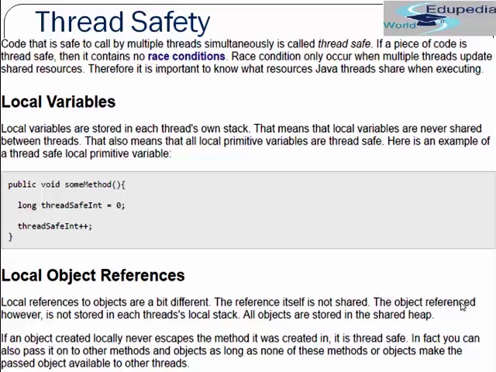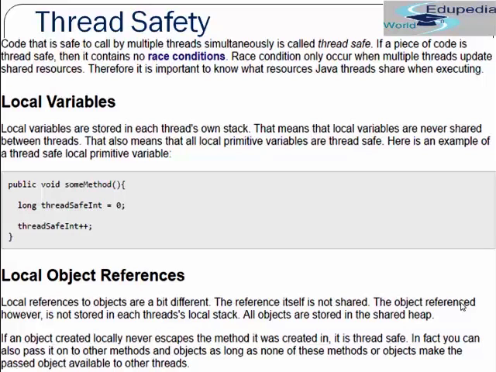Local references to objects are a bit different. The reference itself is not shared. The object referenced, however, is not stored in each thread's local stack. The objects are rather stored in heap memory. So when we talk about objects, they are not stored in local stacks, so they are not local to each thread; rather they are stored in the heap. So that means they are shared.